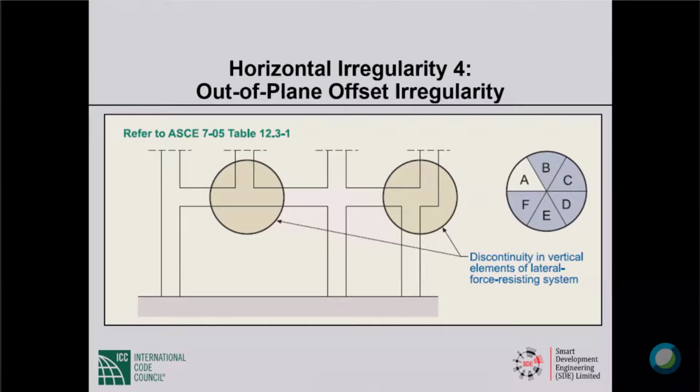Okay. Horizontal type 4, out of plane offset of seismic force resisting system. So this shear wall coming down and then it is supported on a column or another shear wall, but there is an offset. This shear wall is coming down and then it makes an offset and goes down those lines. Okay. So out of plane offset.